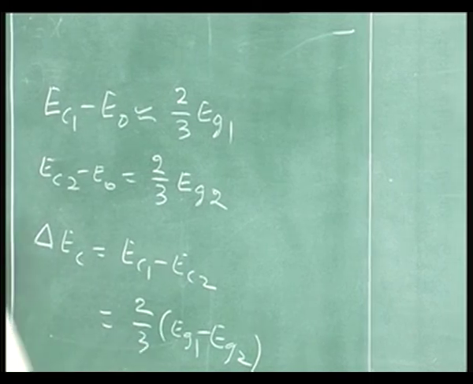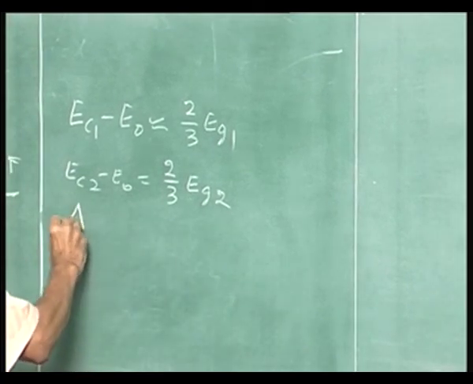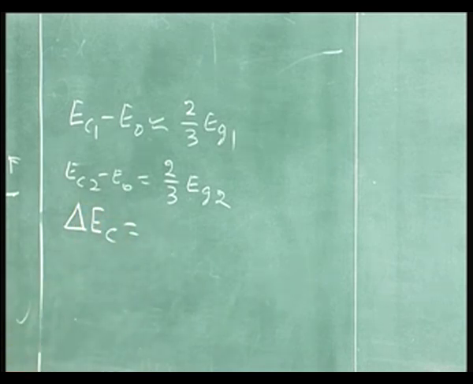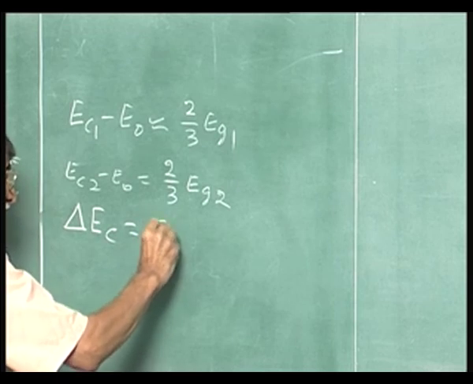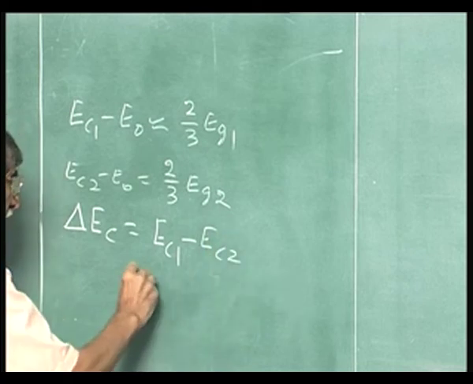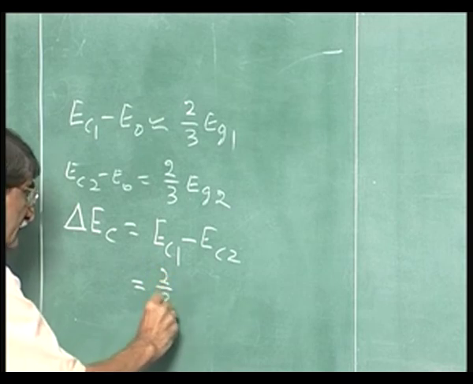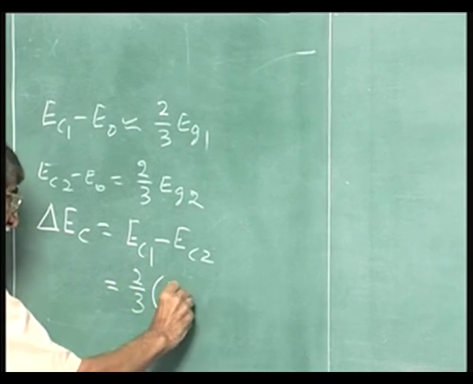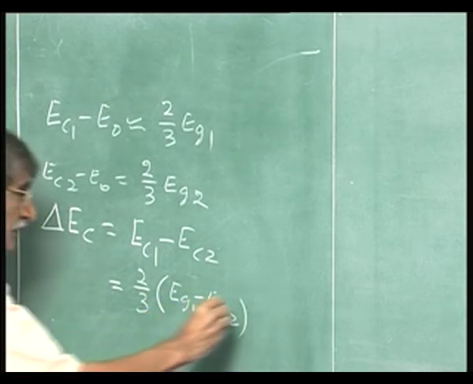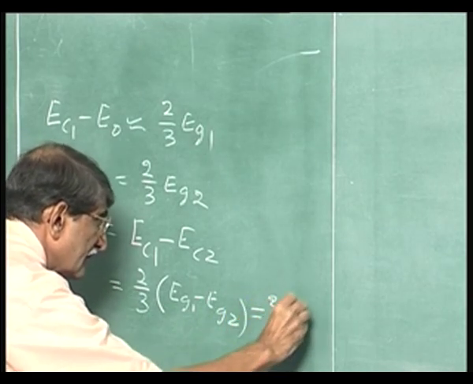So, let me just put this here once again, just a bit closer: delta E c equals E c 1 minus E c 2, which is actually equal to two-thirds of E g 1 minus E g 2. I am just rewriting that, which is actually equal to two-thirds of delta E g.